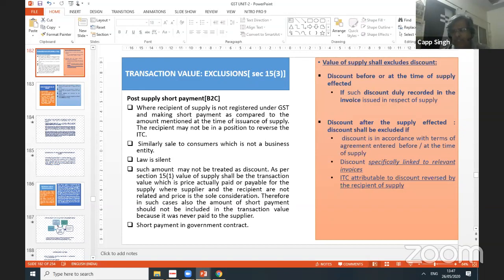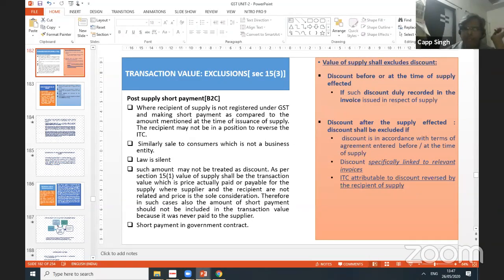So turnover discount or year-end discount, or there may be a discount based on the sales achieved. There are so many discounts linked with that. All those discounts we have to reduce for taxes, because these are not forming part of our transaction value. In fact, the amount of discount the supplier will never receive. Since the supplier will never receive it, this amount should not form part of the value of supply for discharging of the tax. So the discount is to be excluded.